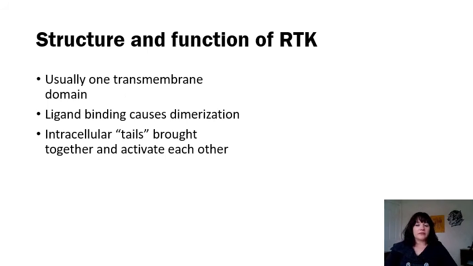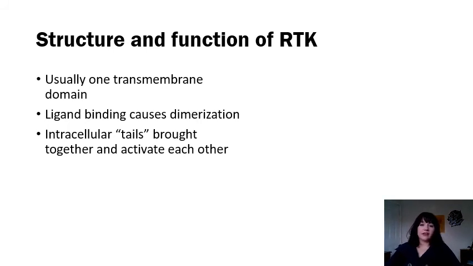The structure and function of receptor tyrosine kinases differs from GPCRs in a few ways. First of all, there is only one transmembrane domain, so it only spans the membrane once. And they often will dimerize, so two receptors will come close to each other and together bind a ligand. When they're brought together, those intracellular regions of the proteins that are enzymes can start acting, and they can act on each other.